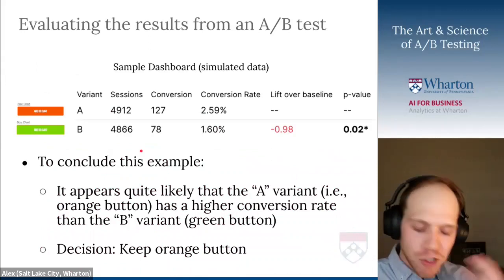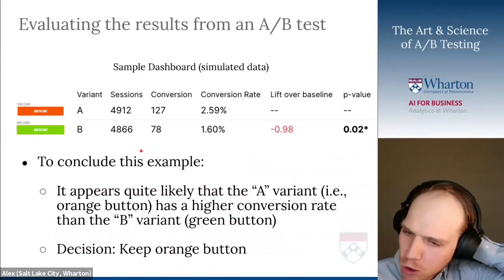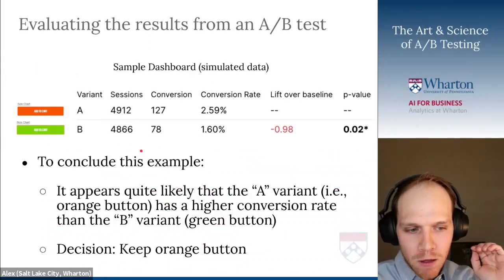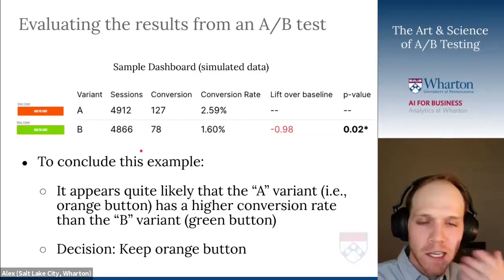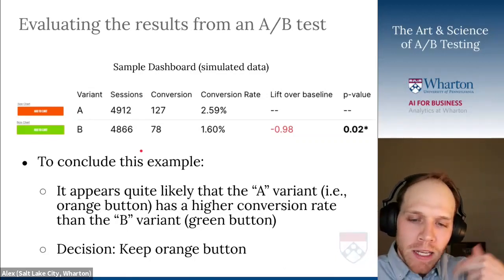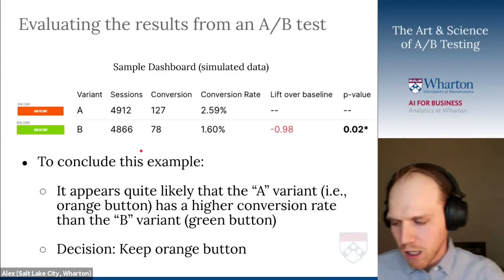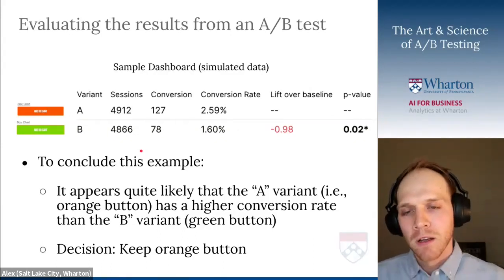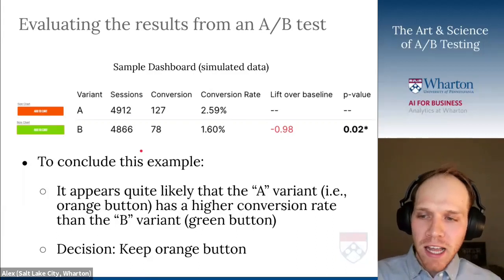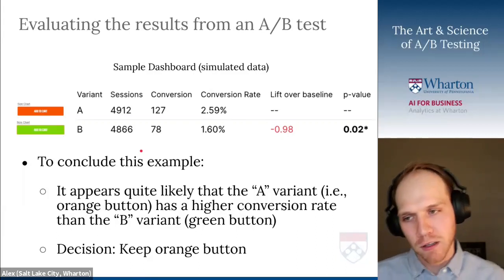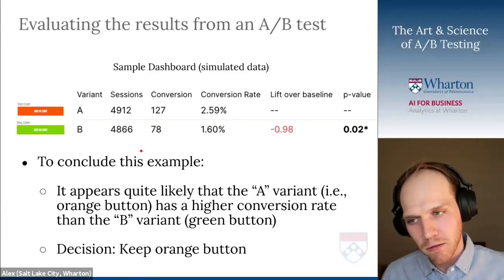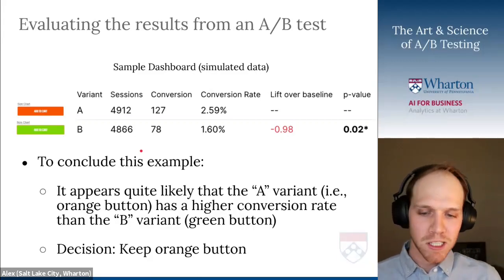Okay. So just to conclude, close the loop on the experiment that we were looking at before. In this case, the p-value is 0.02. And so it's possible to say it's quite likely that variant A, the orange button, has a higher conversion rate than the green variant, right? And so in this case, kind of the outcome.